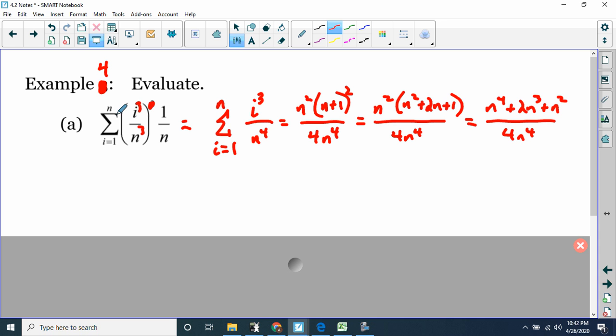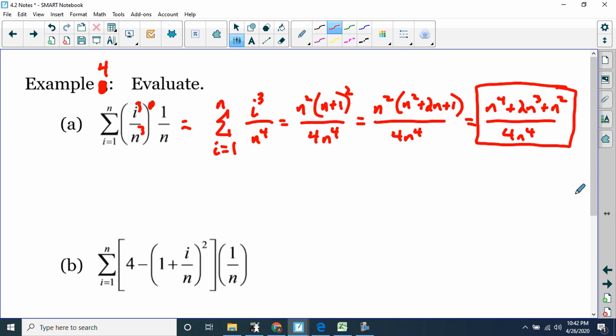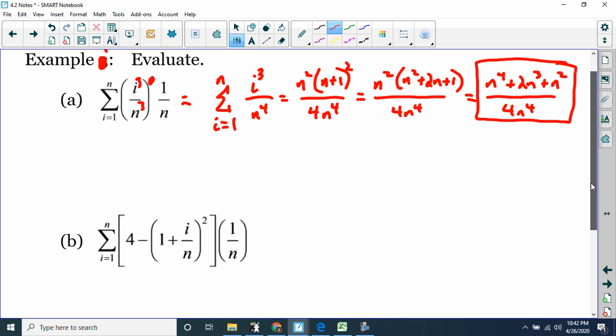And notice we don't have a value to plug in for n, so we're just going to leave it like that. That's our answer. Part B. Oh boy. This is a big one.